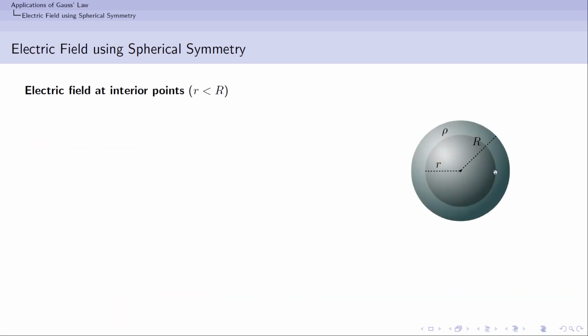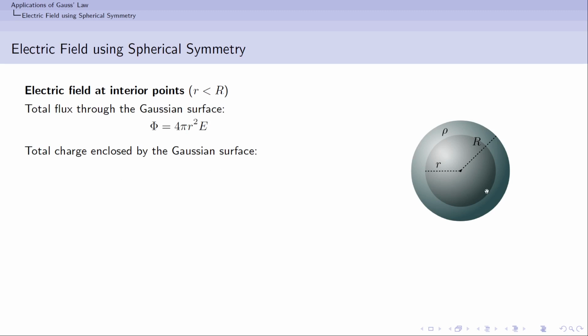Then for points in the interior, I consider a Gaussian surface whose radius is less than the radius of the sphere. The total flux for this Gaussian surface, same as before, is 4 pi r square into E. I want to find the total charge enclosed by the Gaussian surface. Here this is not the total charge in the sphere, it is the total charge enclosed inside this Gaussian surface. How do you find that? Again the same way: because this is uniform density and a sphere, we multiply the density with the volume of this small sphere. So rho times 4 by 3 pi small r cube.